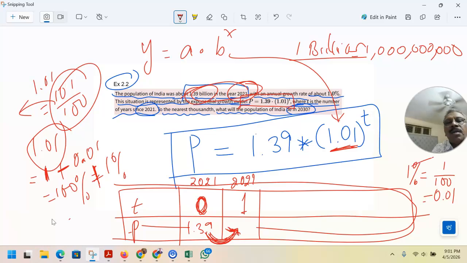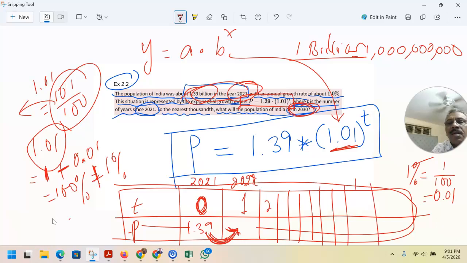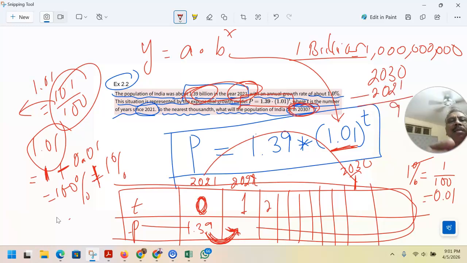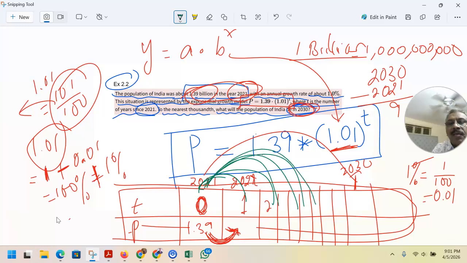But we don't have to show all this scale. They only want to know the population in 2030. So this is 2022, 2023, 24, 25, 26, 27, 28, 29, 30. So this is 2030. How many years pass from here to here? If you subtract 2021 from 2030, how many years have passed? 9 years. So from here to here: 1, 2, 3, 4, 5, 6, 7, 8, and 9. That's the population we want to know.